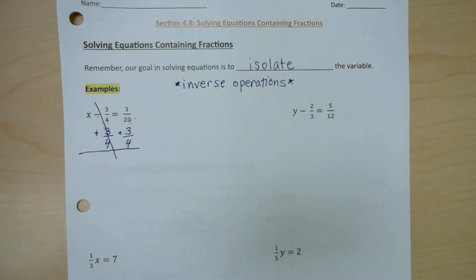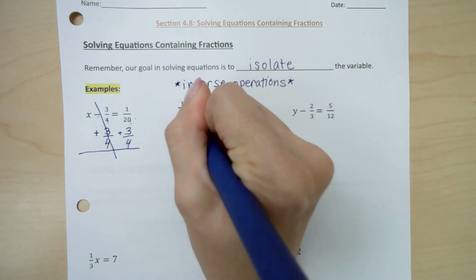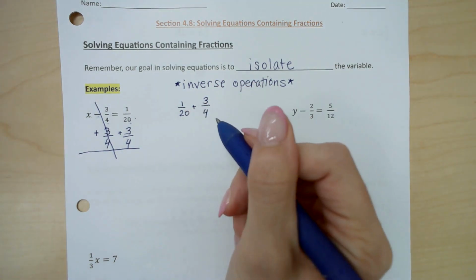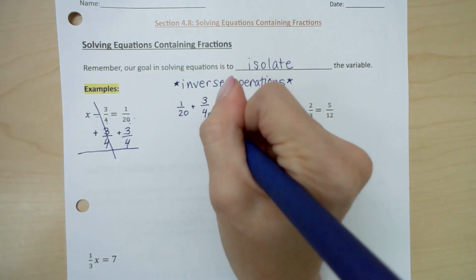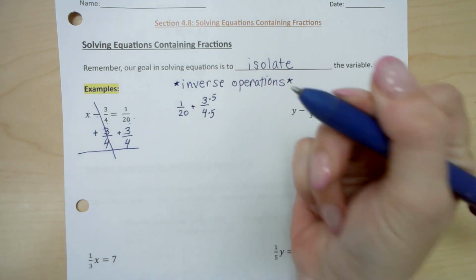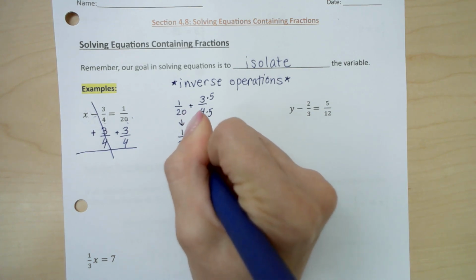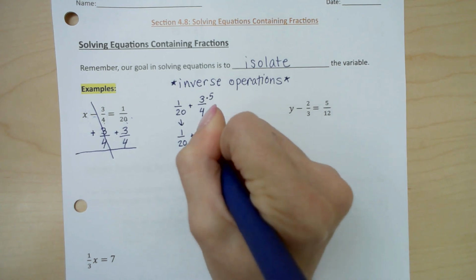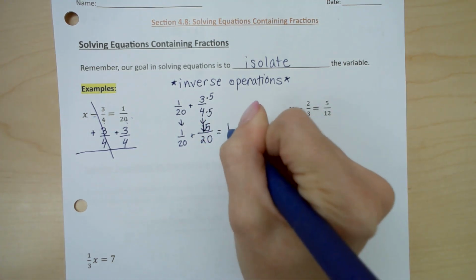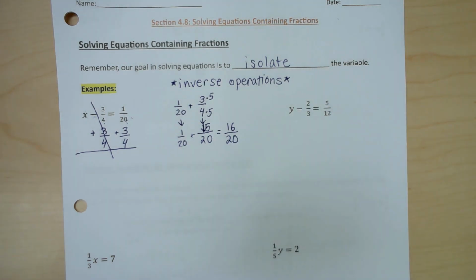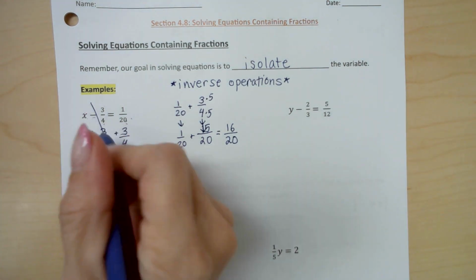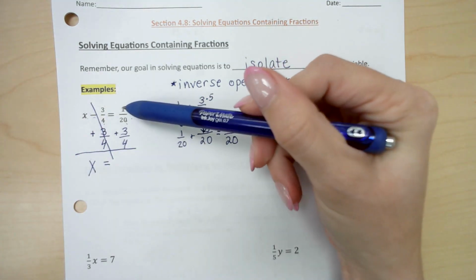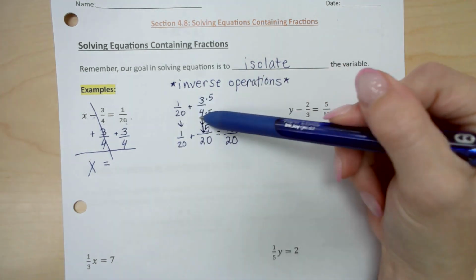However, we are now adding 1 over 20 plus 3 over 4. We don't have common denominators. So to add these, we're going to have to multiply by 5 so that this is 1 over 20 and this is now 15 over 20. Now we can add it together and we get 16 over 20. So what's left in my equation is x equals 1 over 20 plus 3 over 4. That's what we just did here.